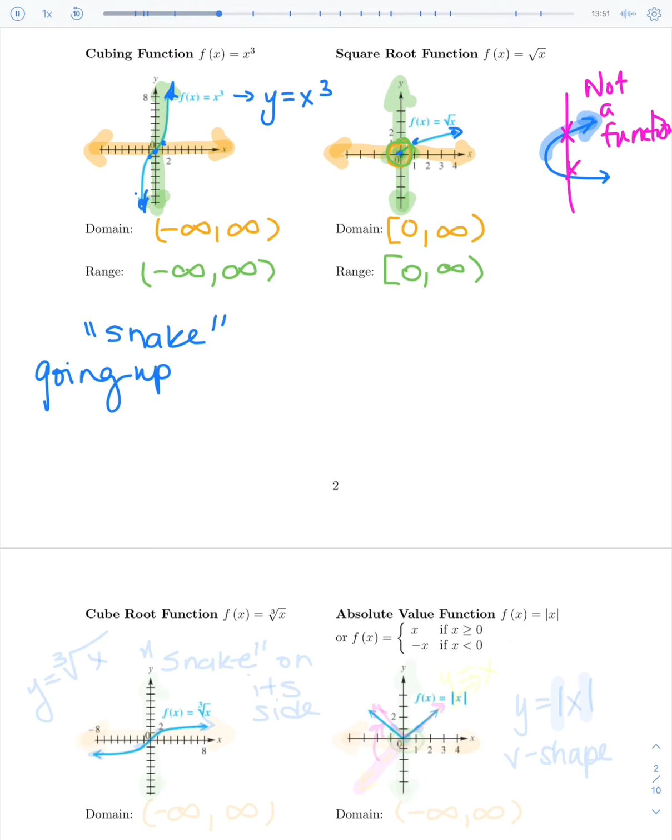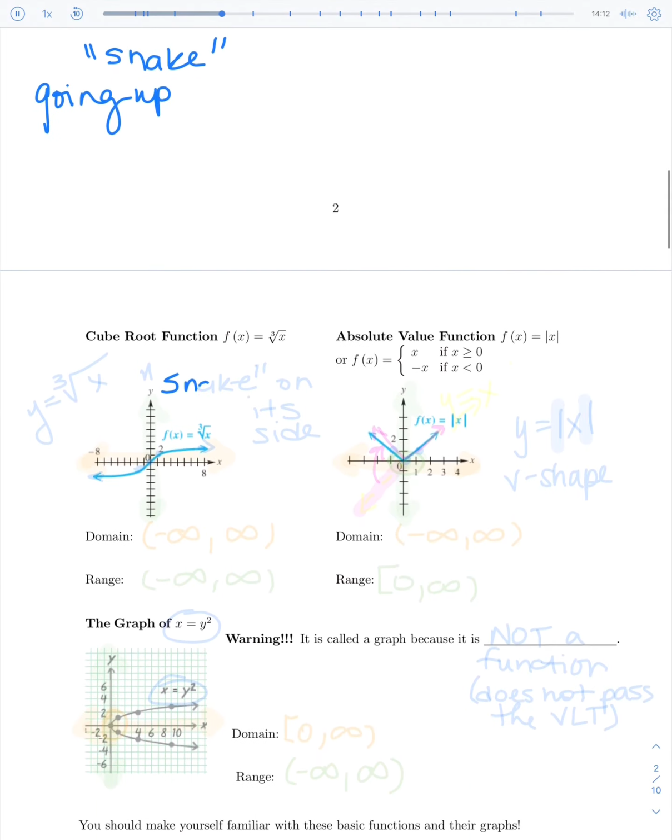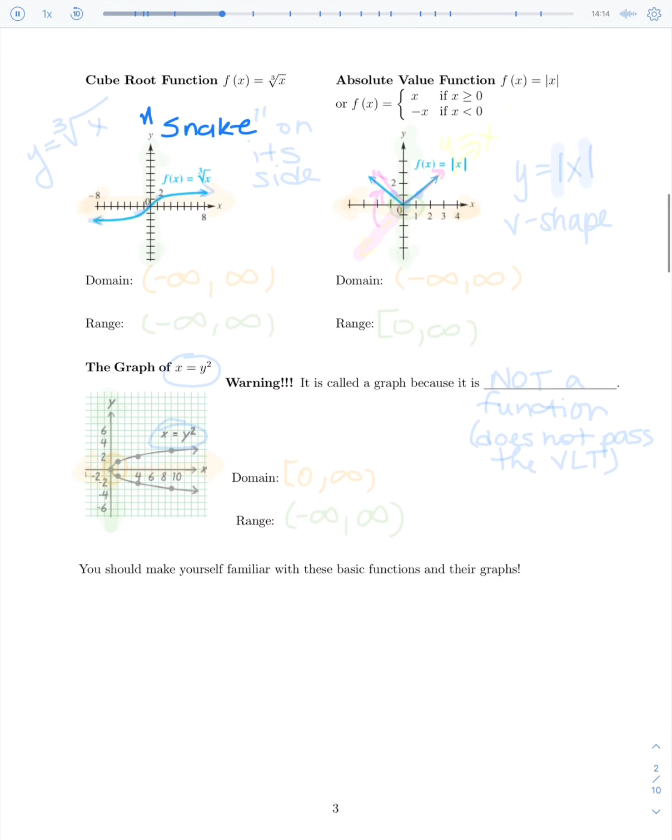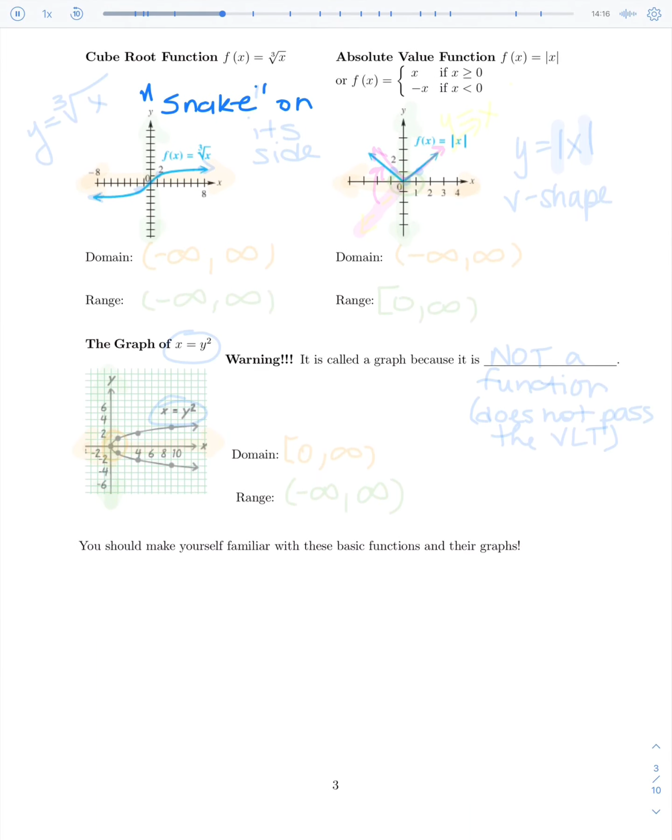And so this is the reverse of the parabola. It's a square root graph, so it's going to be half of the parabola on its side so that it remains a function. Last one. The last one here, the cube root function, is going to be the same as the cube function, just on its side. So I always call this one the snake on its side.